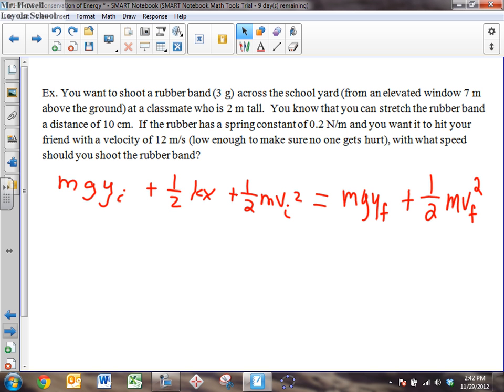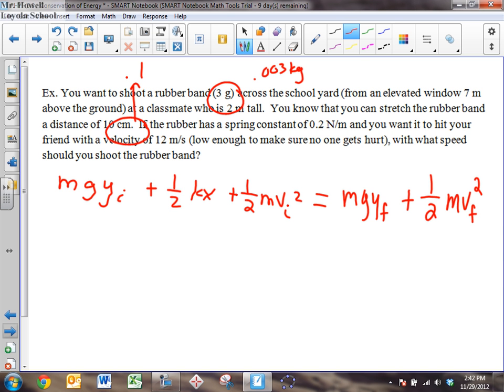Now, some things to identify before we go any further. First, a lot of your numbers here are not in standard units, so please rewrite this right here as 0.003 kilograms for your mass, because grams are not standard. Here, the distance that it stretched, x, this distance stretched, 10 centimeters, rewrite that as 0.1 meters. Everything else is in standard units, but last class a lot of people messed that part up. Not in here, in the other class, a lot of people forgot to actually change the numbers, and the answer they were getting didn't make sense.